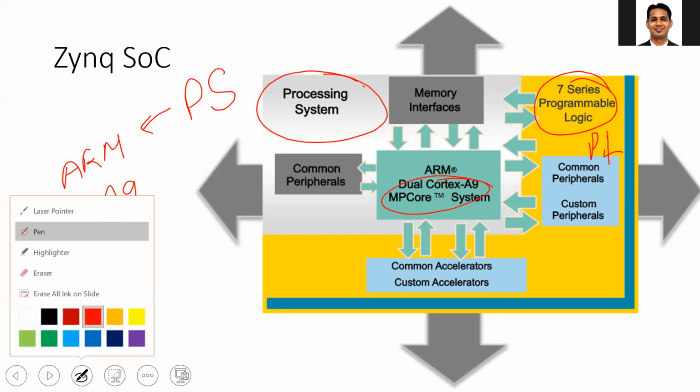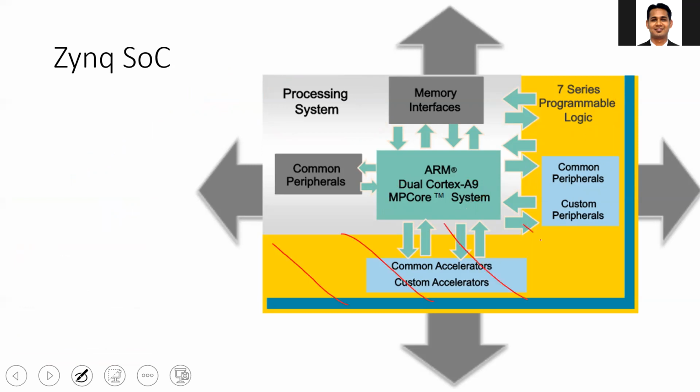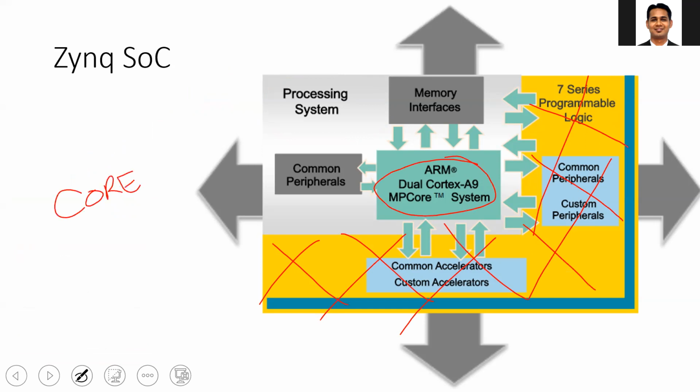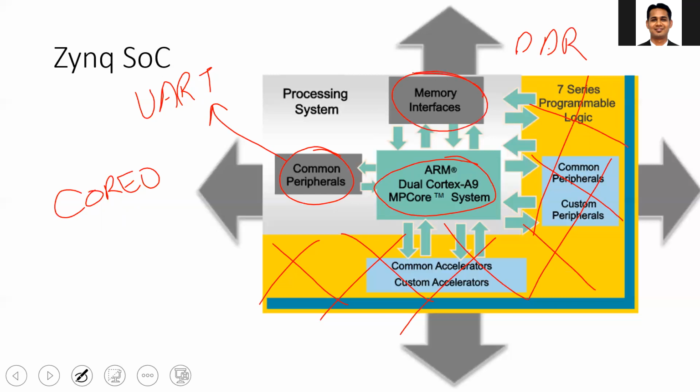In today's lab, we are not going to use the PL, so for us this part is irrelevant. We are going to use one of the cores of the ARM processor, core 0. Then we are going to use one of the peripherals, the UART, and our application code will be stored in the external memory, which is the DDR memory, so we will use the memory interface. This is what we are going to use in our lab.